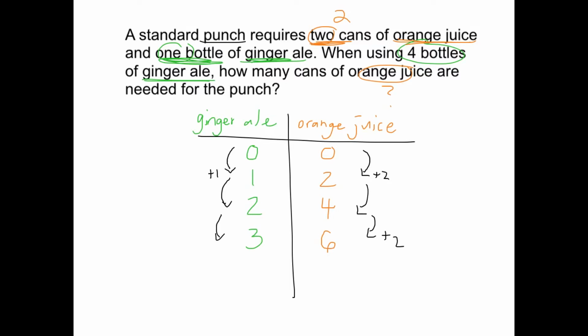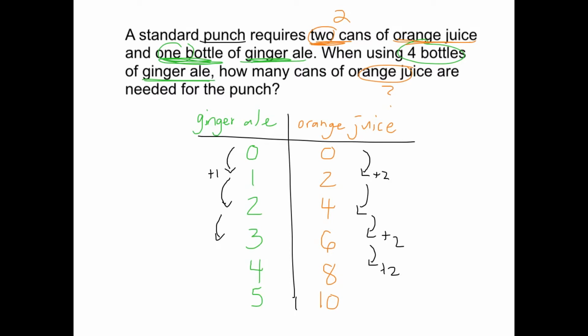Does this make sense? Are you starting to see a pattern? What do you think the next number will be? Well, if I'm adding 1 bottle of ginger ale every time, let's add another bottle. Now I have 4 bottles of ginger ale. How many more cans of orange juice do I need to add? Right, we need to add another 2 cans of orange juice. So we'll have a total of 8 cans of orange juice. Do you want to keep going? Sure, let's add 1 more. 1 more bottle of ginger ale gives us how many cans of orange juice? You got it, 10.